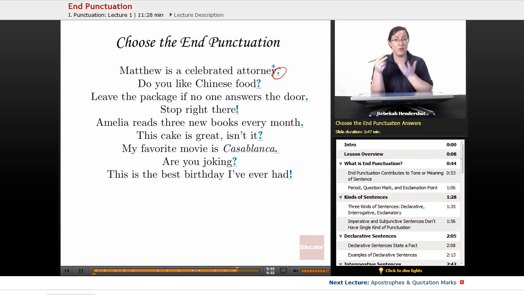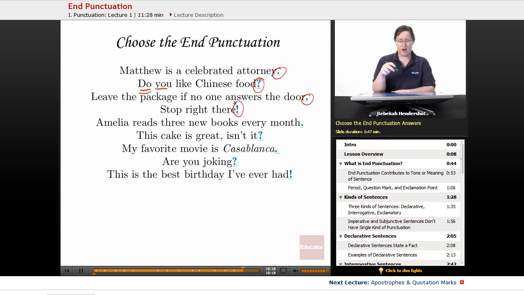Now, my voice when I read that sentence was a little bit of a clue that it was a question. Also, the fact that the subject and verb order were flipped. Do is part of the verb and you is the subject. So that tells you we're asking a question. It's an interrogative sentence, so it must end with a question mark. Leave the package if no one answers the door. Again, simple statement, ends with a period.